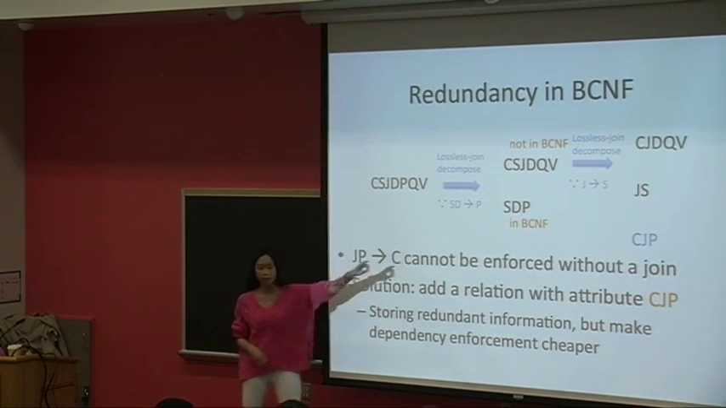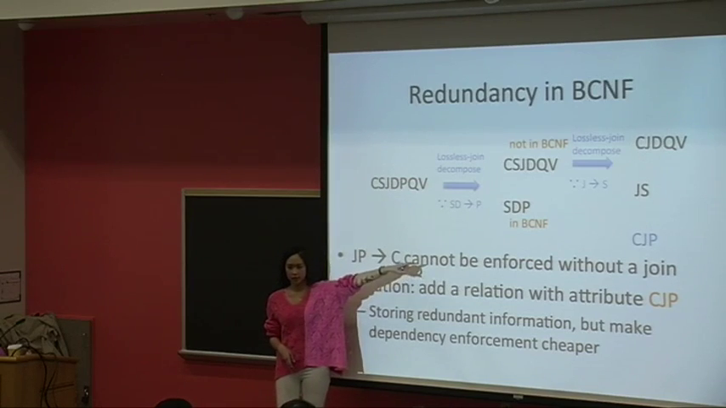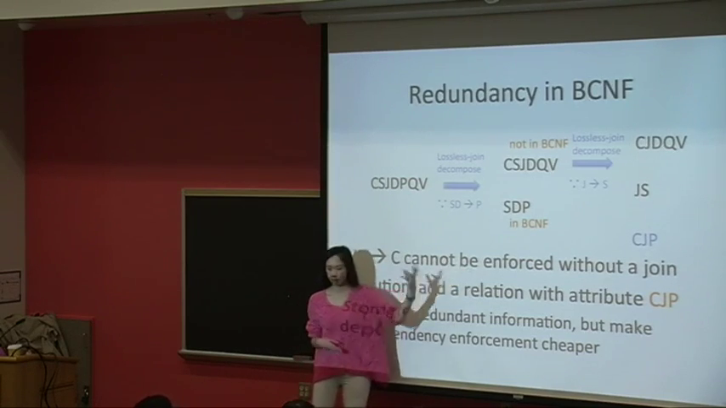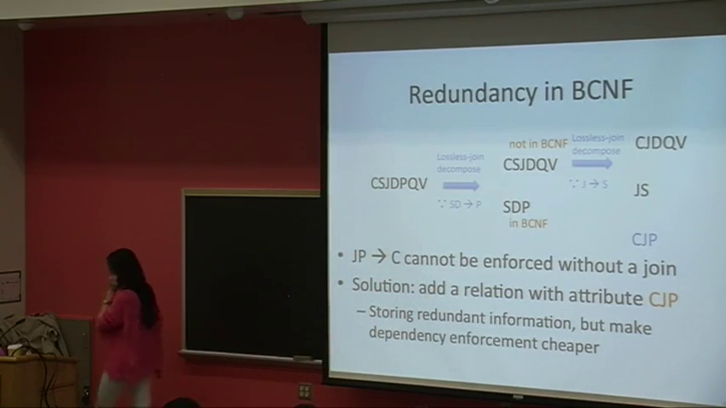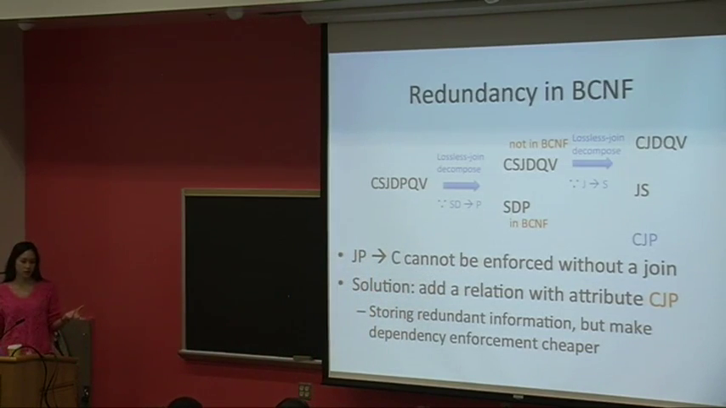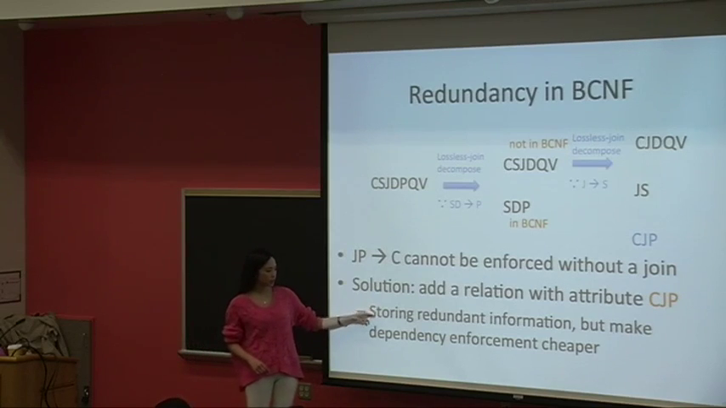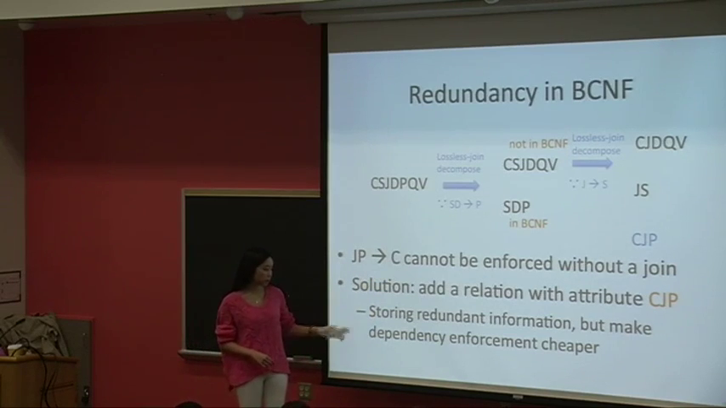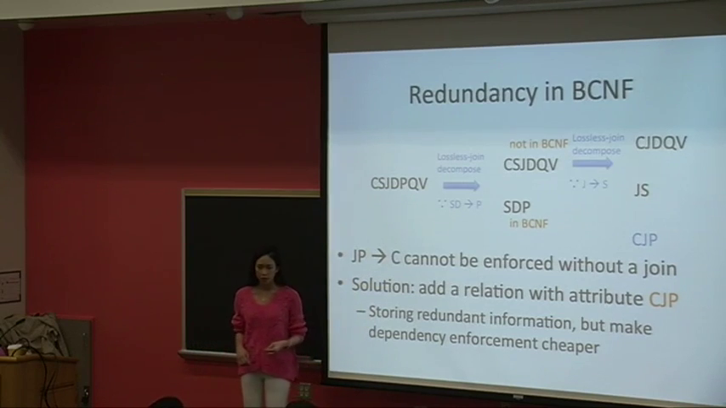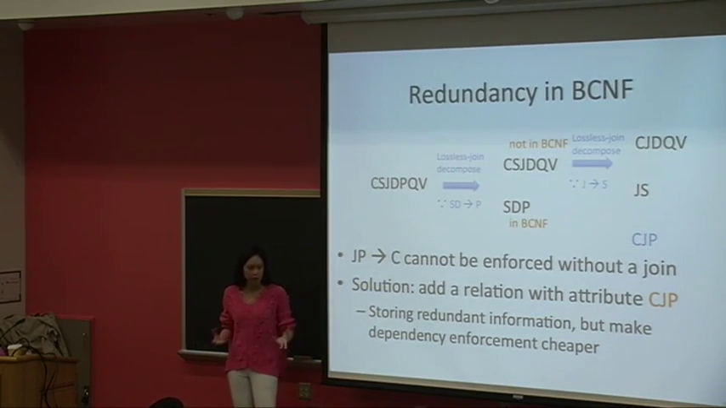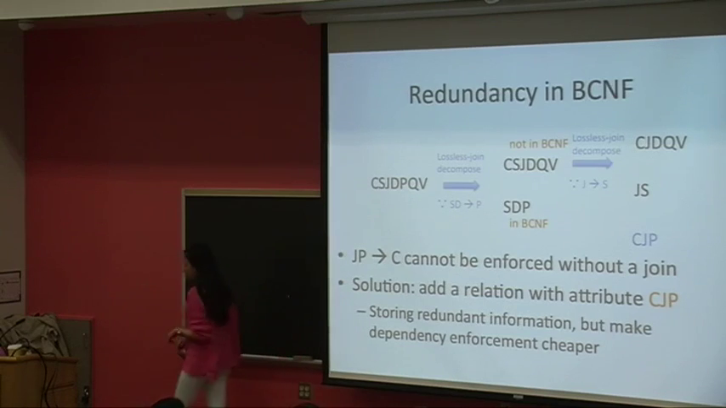However, is there a redundancy over there? It actually is, because you store the repeated data, right? So here's the redundancy. And that's a trade-off you have to face when you want to really go to Boyce-Codd. Storing redundant information, that CJP is redundant, but it makes dependency enforcement cheaper in terms of whether you need to join. Join sometimes can get expensive, and that one makes it cheaper. It's just like looking it up in a dictionary.